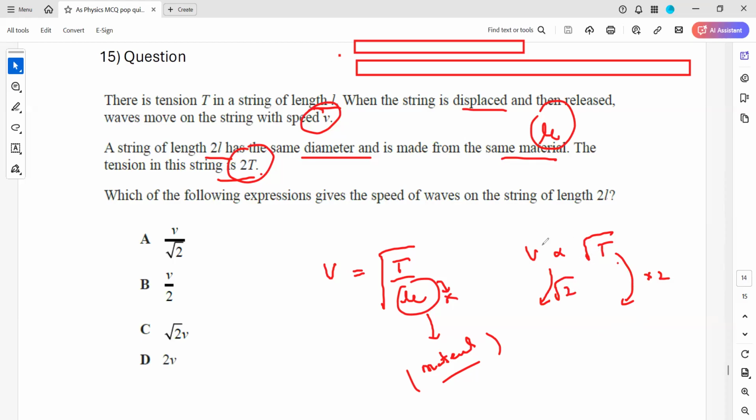As you can see, if V was directly proportional to T, then if T is doubled, V would also be doubled. But here V is proportional to under root T. So if T is doubled, what will happen to V? V will increase by root 2. So that's why C will be the right answer for this.